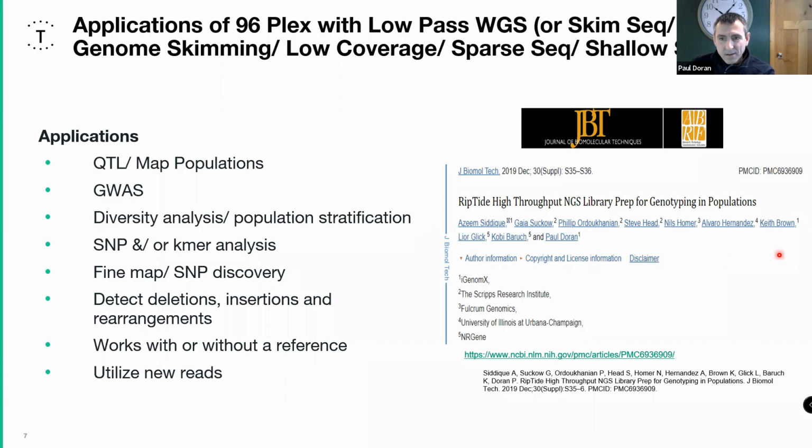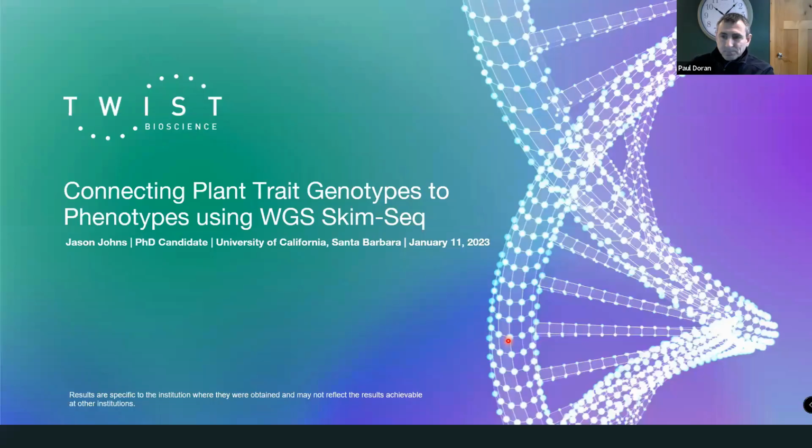This is a paper that we put out from work that I did back in 2018, where we were comparing this to array technology, and we were essentially able to replicate a 600K array with 0.01x coverage in corn. It's been pretty exciting to see how much this approach has taken off and become really popular over the last probably 4 to 5 years.